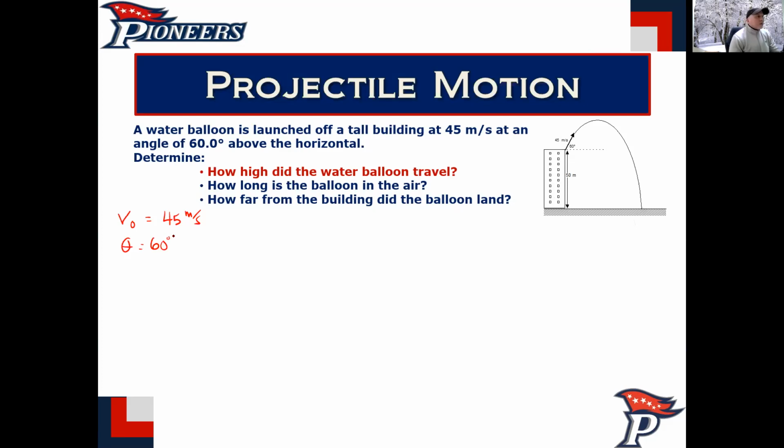So again, we're always going to know the initial velocity and the angle. This goes back to day one. Neither one of these is going to be unknown for an elevation change problem. But dy is going to be a negative 50, because it starts 50 meters above the ground and it's going to land right here. So how high did the water balloon travel?